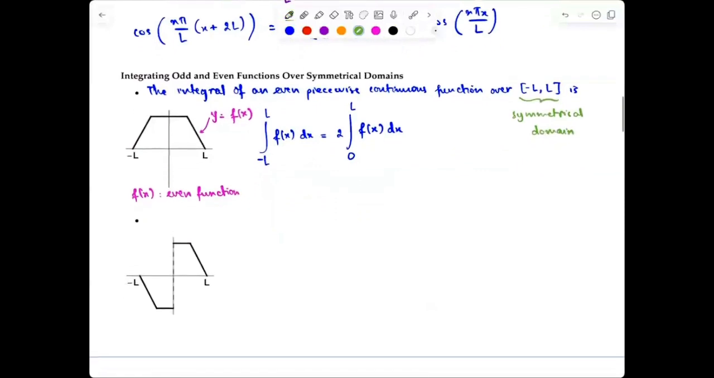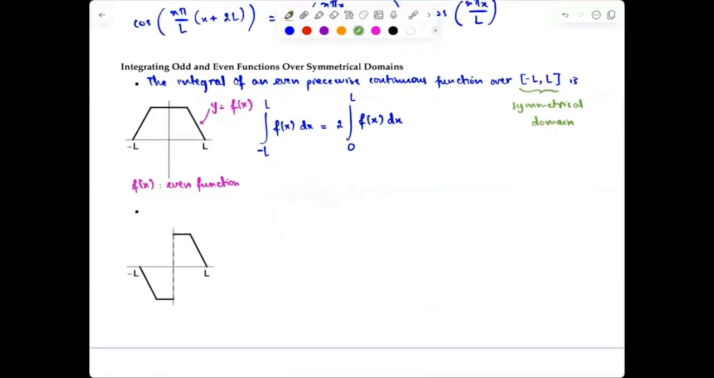Okay. So technically, when you integrate even functions, you don't have to integrate the whole thing from negative L to L. You can just find the area under this part of the curve, from 0 to L only. Then whatever result you get, you multiply it by 2, and you get the integral of the function from negative L to L.